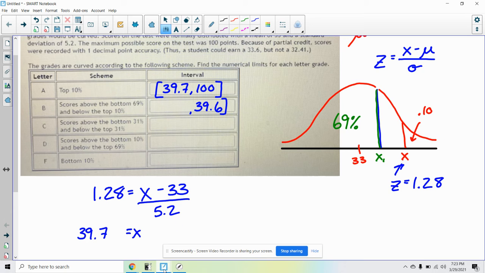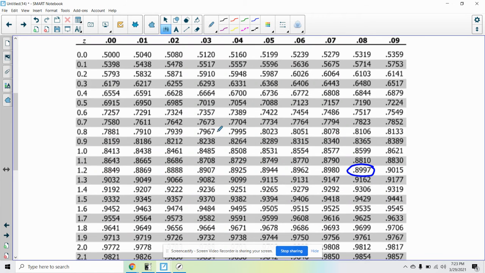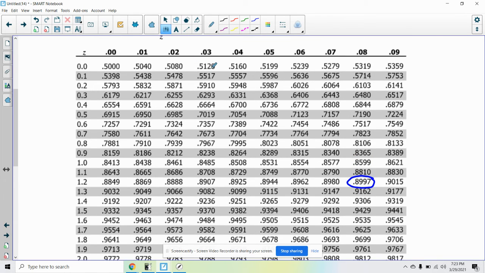I'm going to look for as close as I can get to 69% on my z table. So I'm closer to the top, so I'm looking for 0.69. Here I have 0.6915. Here I have 0.6879. This is 0.0021 away. This is 0.0015. We'll go with this one. This one looks to be as close as I can get. So my z-score is 0.50.